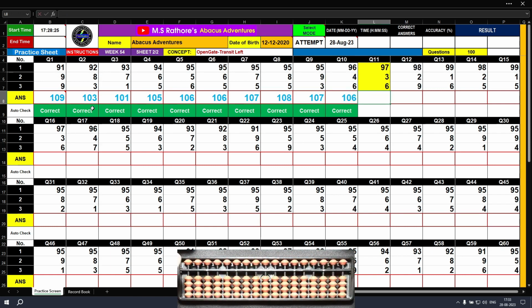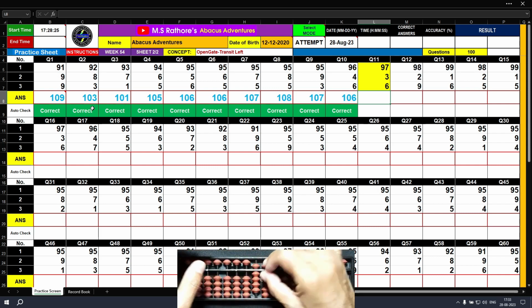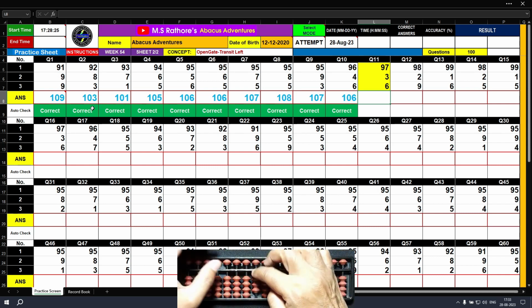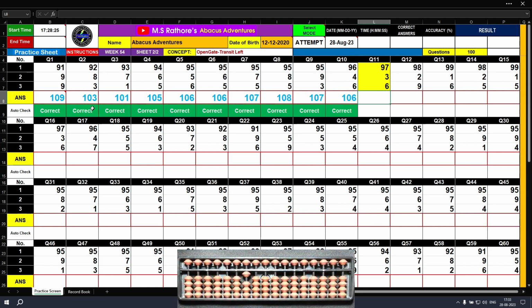Question number 11. Plus 90, plus 7, it's 97. Plus 3 equals minus 7, open the gate, plus 10, the answer is 100. Plus 6, the answer is 106.